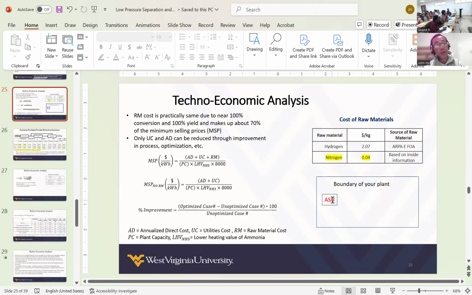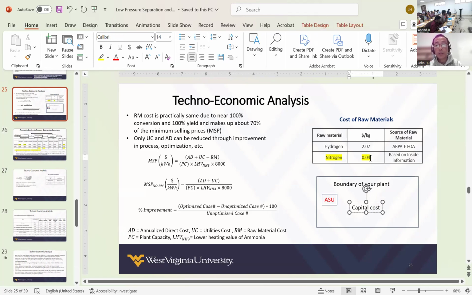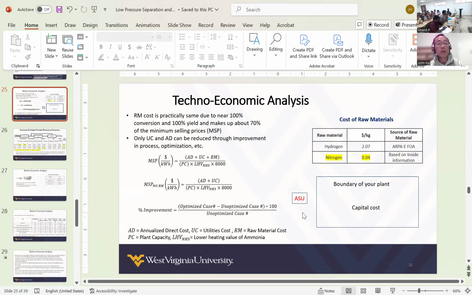If you build the ASU inside the boundary of your plant, you pay the capital cost. If you do this, you pay capital cost, which means the nitrogen cost here is going to be 0. It's not going to be 0.04. It's going to be 0 cost because you already paid the capital on it. Now you can do it a different way and build this outside your fence. Then you pay 4 cents per kg.